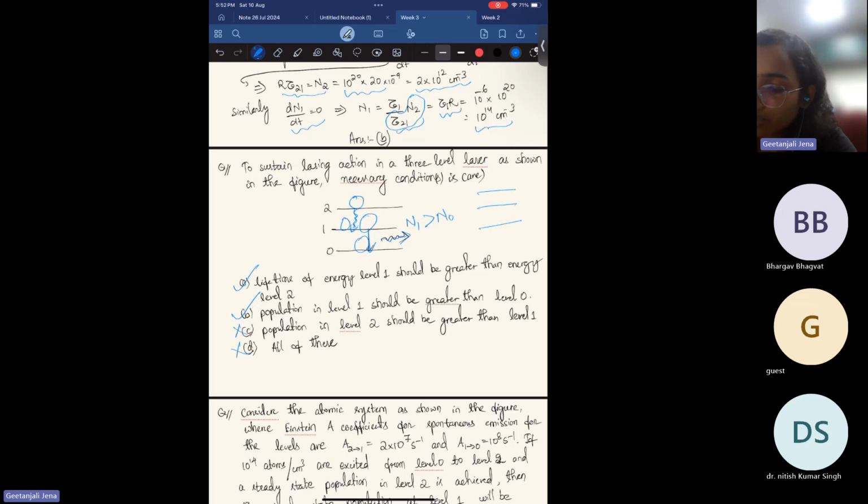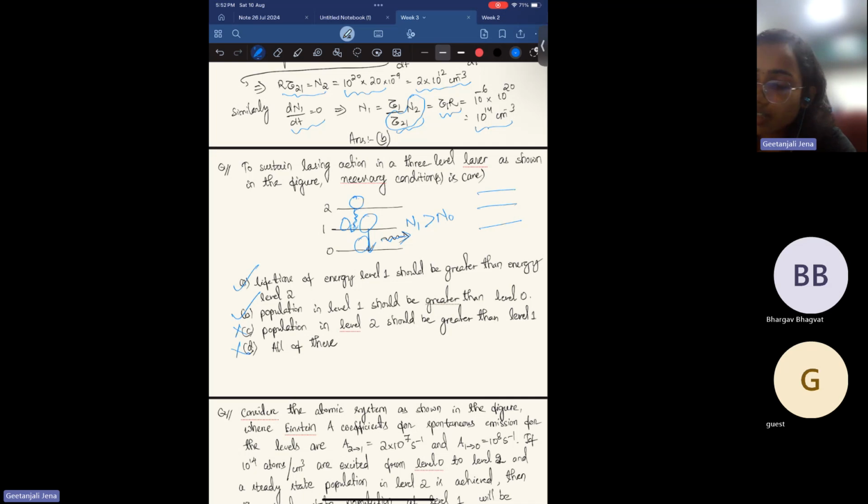And the D option is all of these, which is also not the case. So that means the answers are these two options: the lifetime of energy level 1 should be greater than energy level 2, and the population in level 1 should be greater than level 0.